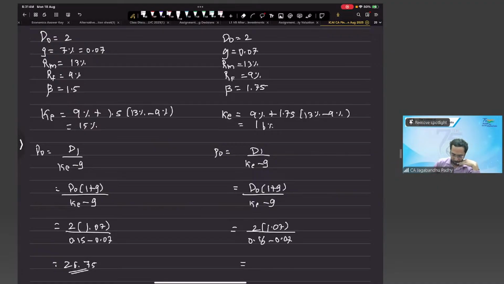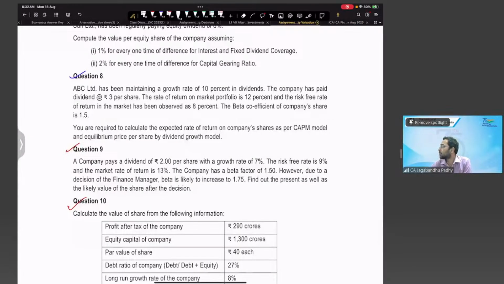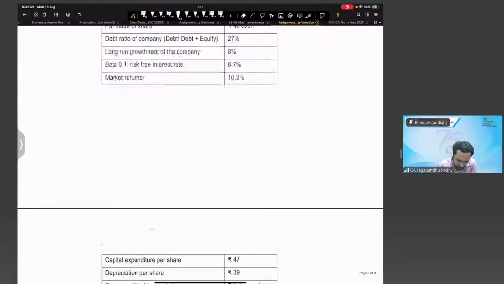Yep. 2 into 1.07 divided by 0.09. 23.78. Okay. You can see as the risk increases, the price of the share goes down because of the higher required rate of return. Okay, so that's question 9. Easy. 10th is done.